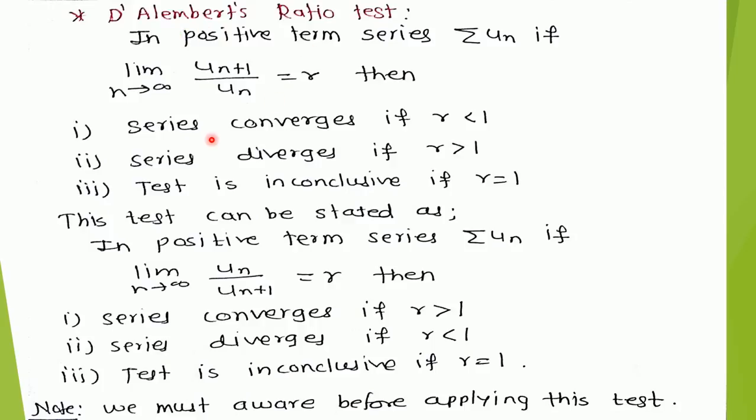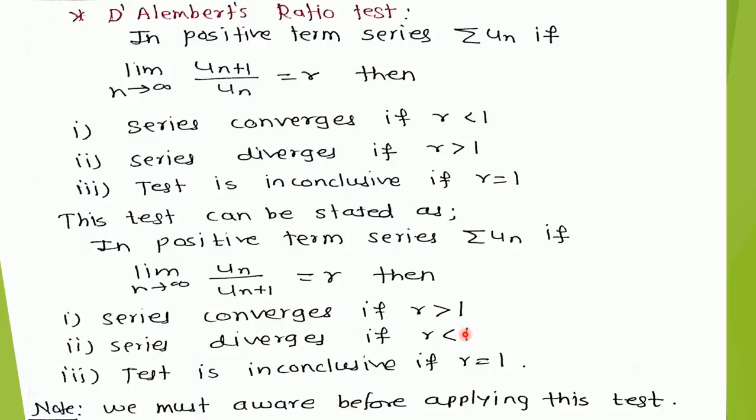This test can also be stated as: in a positive term series un, if the limit as n tends to infinity of the nth term of series un upon the n plus 1th term of series un is equal to r, then the series converges if r is greater than 1, diverges if r is less than 1, and the test is inconclusive if r is equal to 1.